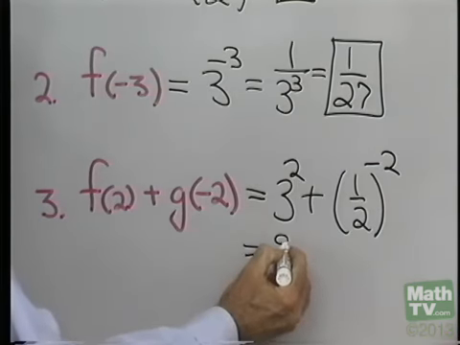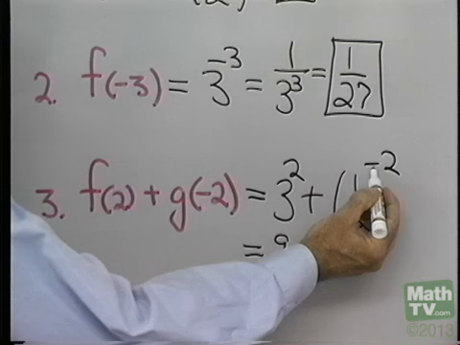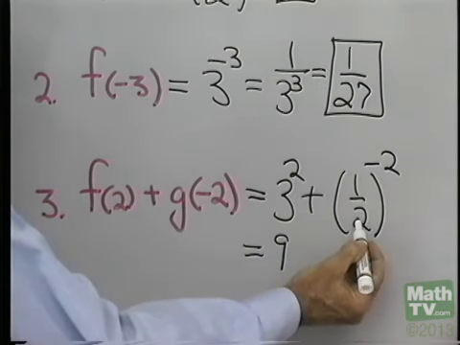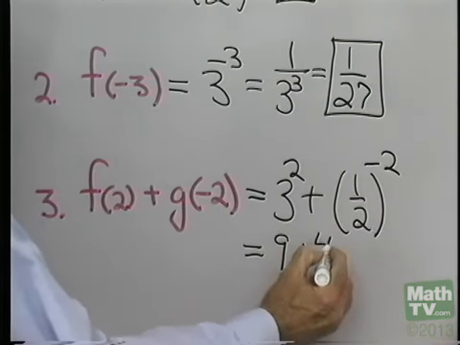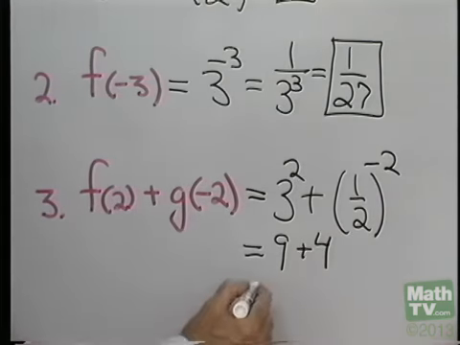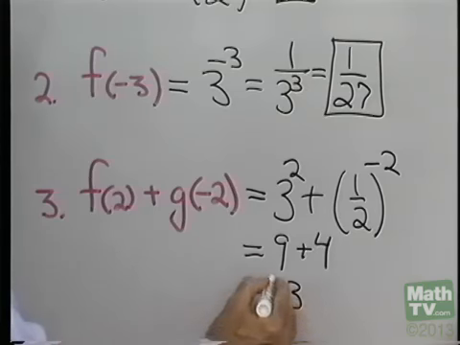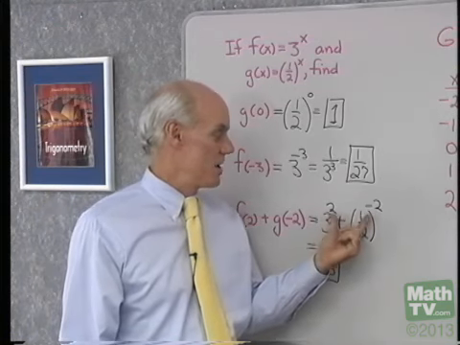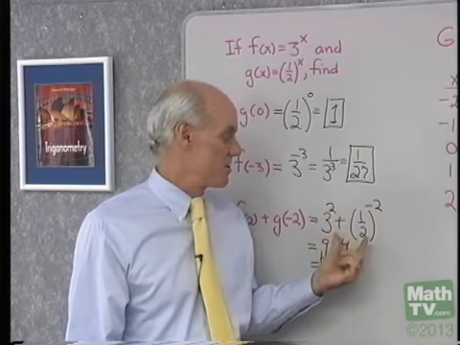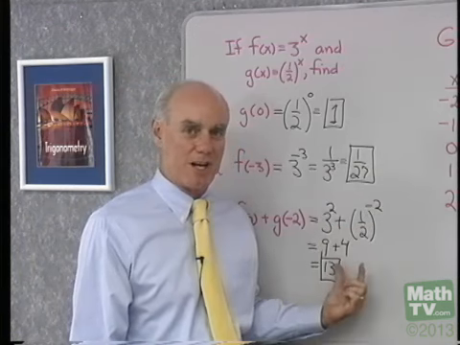3 squared is 9. 1/2 to the -2, well, if I square 1/2, I get 1/4, and then I take the reciprocal of that, I get 4. So I end up with 9 plus 4, and 9 plus 4 is 13. So that's f of 2 plus g of -2, and I simply substitute for my variable x in the expressions for f and g and simplify what I get.